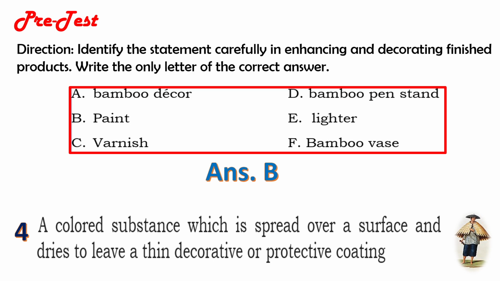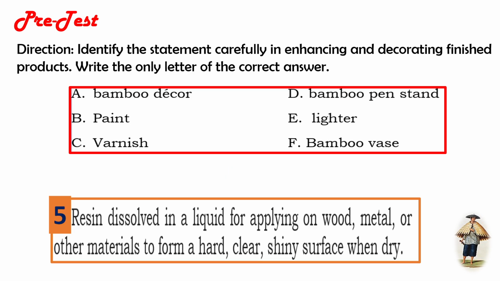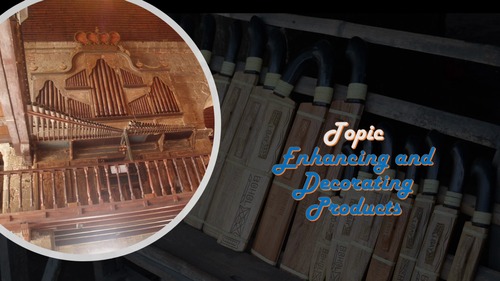The last question for our pretest. Resin dissolved in a liquid for applying on wood, metal, or other materials to form a hard, clear, shiny surface when dry. So what is this? So the answer is, what is your answer? Okay, so the answer is letter C, that is varnish. Okay, so now let's proceed to our topic.